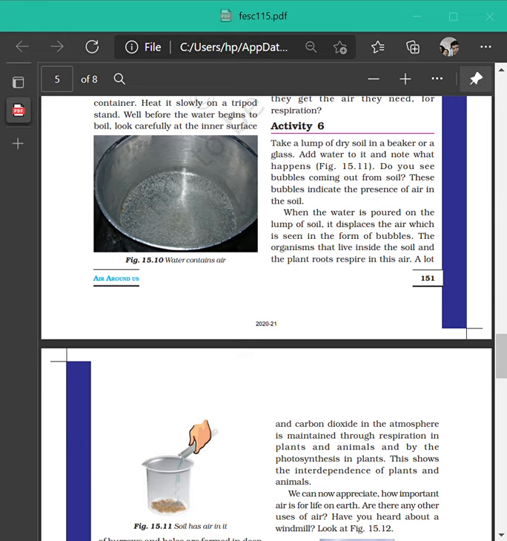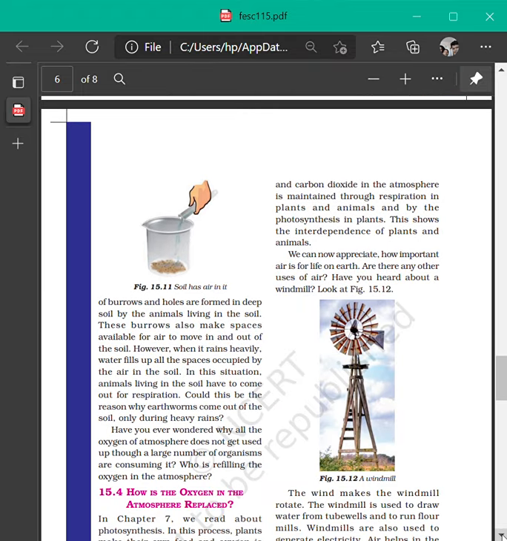When the water is poured on the lump of soil, it displaces the air, which is seen in the form of bubbles. The organisms that live inside the soil and the plants' roots respire in this air. A lot of burrows and holes are formed in deep soil by the animals living in the soil. These burrows also make spaces available for air to move in and out of the soil.